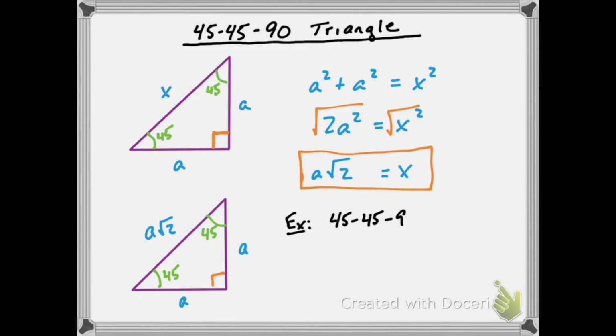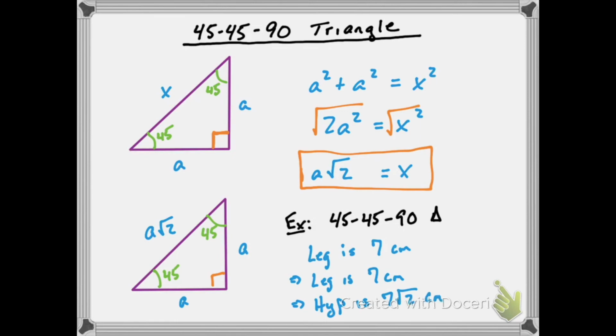So for example, if I tell you you have a 45, 45, 90 triangle, and you know one of the legs is 7 centimeters long, you definitely know the other leg is 7 centimeters long, and even more than that, we know the hypotenuse has to be 7 times the square root of 2 centimeters long.